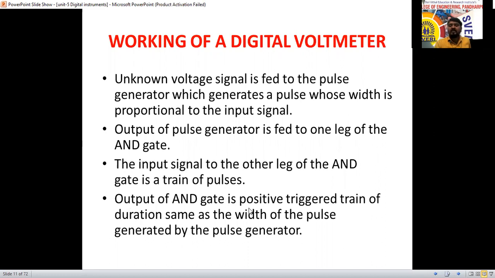The output of the AND gate is a positive trigger train of the same duration as the width of the pulse generator. Whatever the width of the pulse generator is, that is the same as the input signal. So the output of the AND gate is a positive trigger train of a duration same as the width of the pulse generator, and the same as the width of whatever the input signal is.